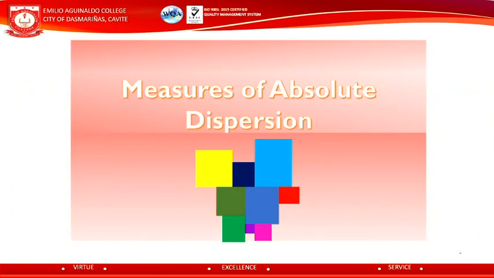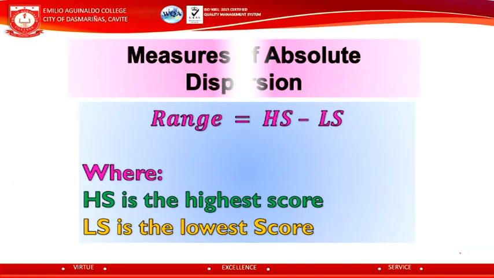Now, let us proceed to the measures of absolute dispersion. The first thing that we have to deal with is the range, wherein it is just the highest score minus the lowest score. So HS is our highest score and LS will be our lowest score. In our distribution, it is very easy, especially if it is arranged in ascending order, since we can already determine the highest score and the lowest score. Madali lang siya. We're just going to find the difference between the two. And that is what we call the range.